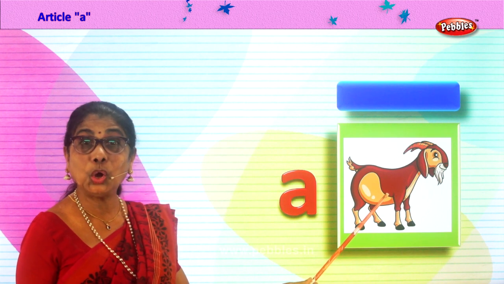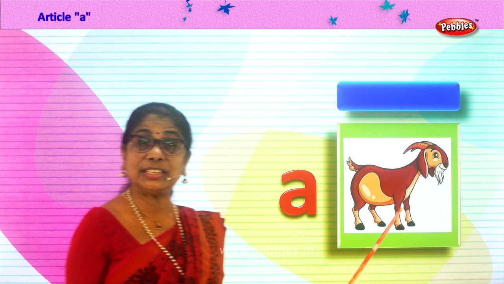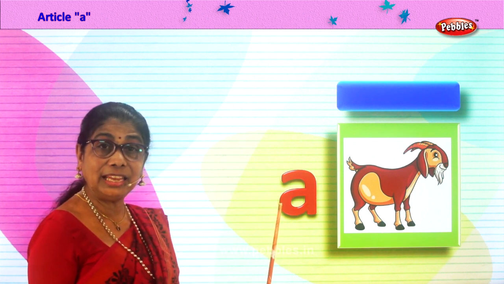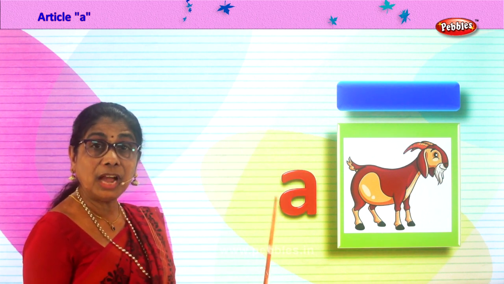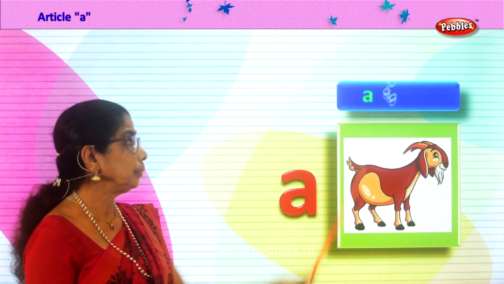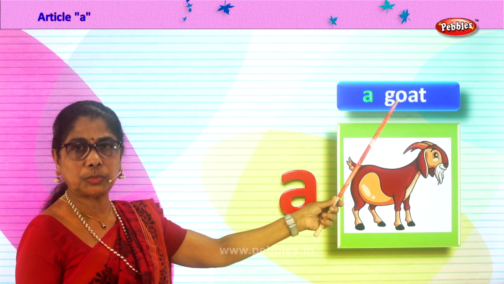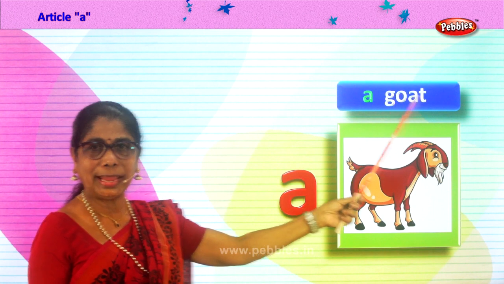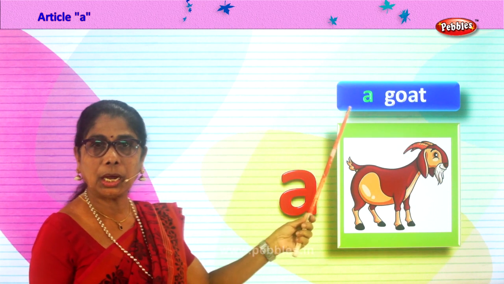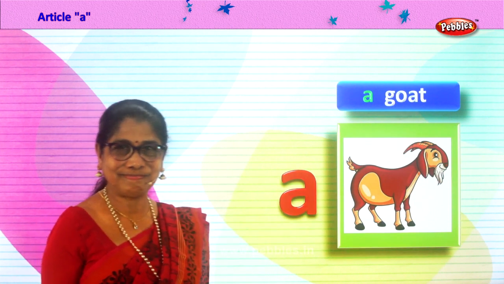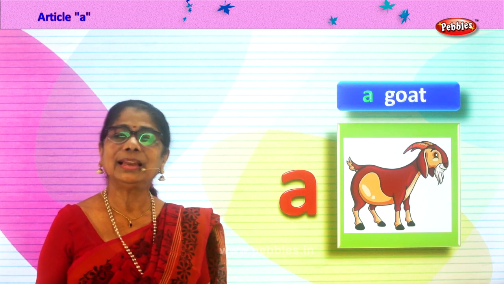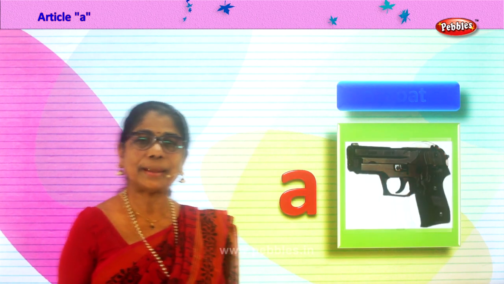Shall we look at another picture? Look. What is this? Goat. Goat begins with letter G. G is a consonant. Article A is put in front of that. Read now. A goat. Spell goat. G-O-A-T. Goat. A goat. Good.